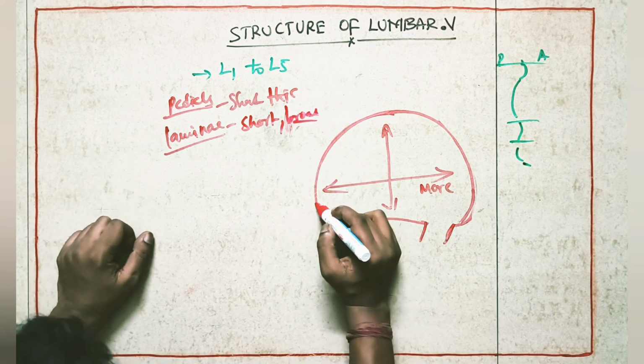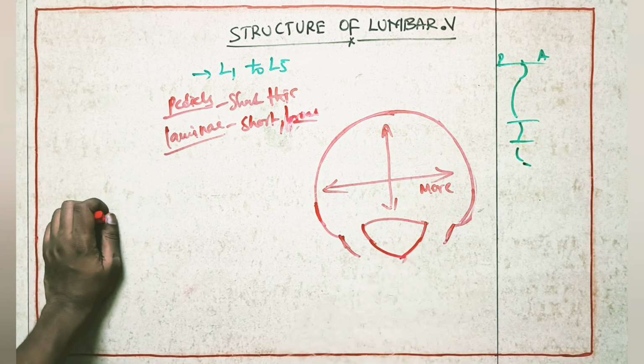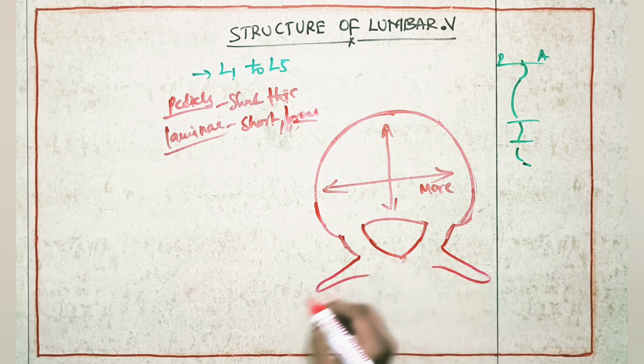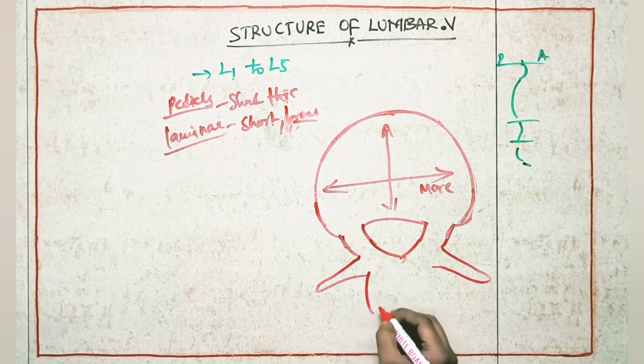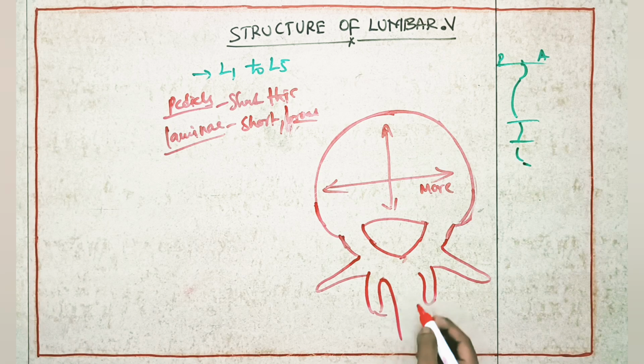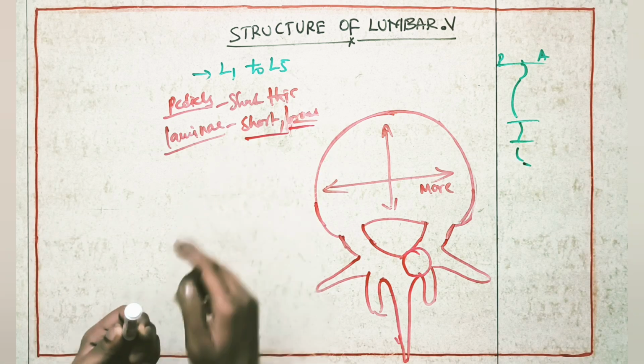Now if we want to draw the lamina, first we have to draw the spinal canal. After that we'll have the transverse process of the vertebra, then the articulating faces, the superior articulating faces, and after that the spinous process. This is the lamina, a short and broad lamina we can see in the lumbar vertebra.